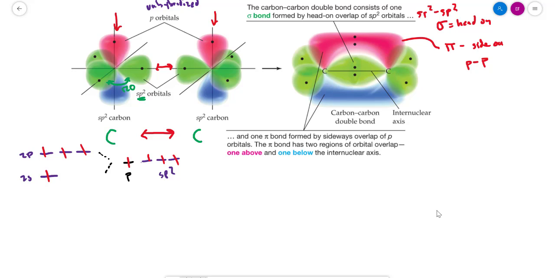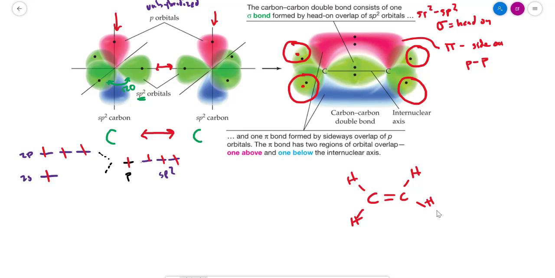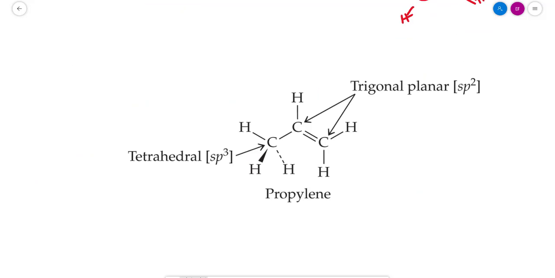I haven't shown this explicitly, but remember we are making the molecule ethylene, and it looks like this. So then of course on each one of these we have another hydrogen atom that comes in, and it shares its one electron to form this ultimate final structure. So this is what we'd be looking at here.